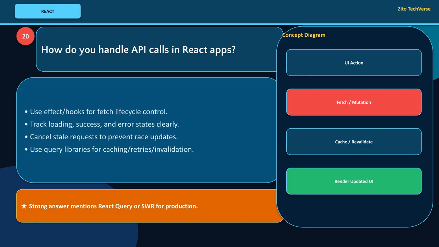Use effect hooks for lifecycle management while carefully tracking loading, success, and error states. It is critical to cancel stale requests to prevent race conditions. For production apps, query libraries like React Query or SWR are the standard for caching and invalidation.